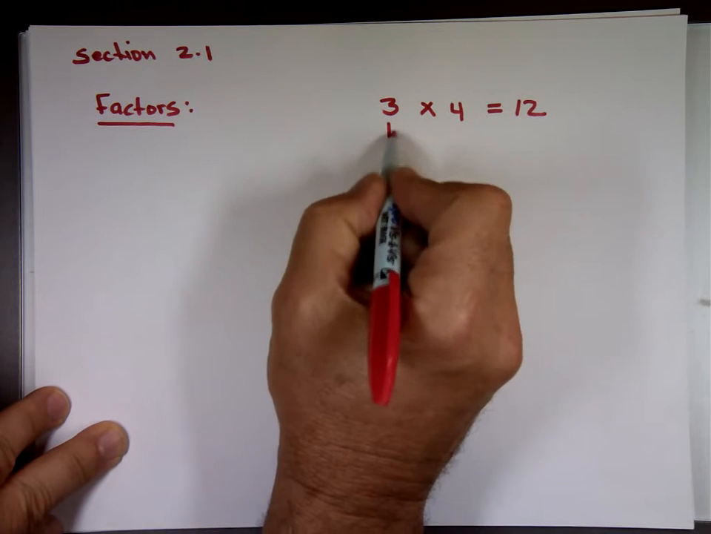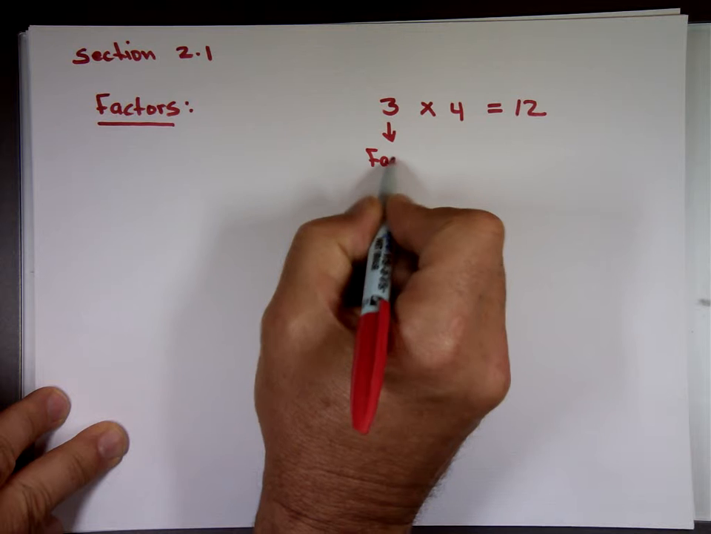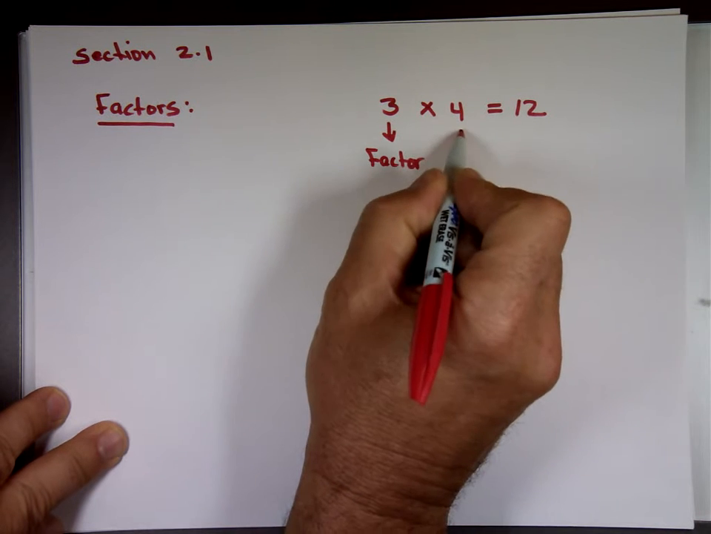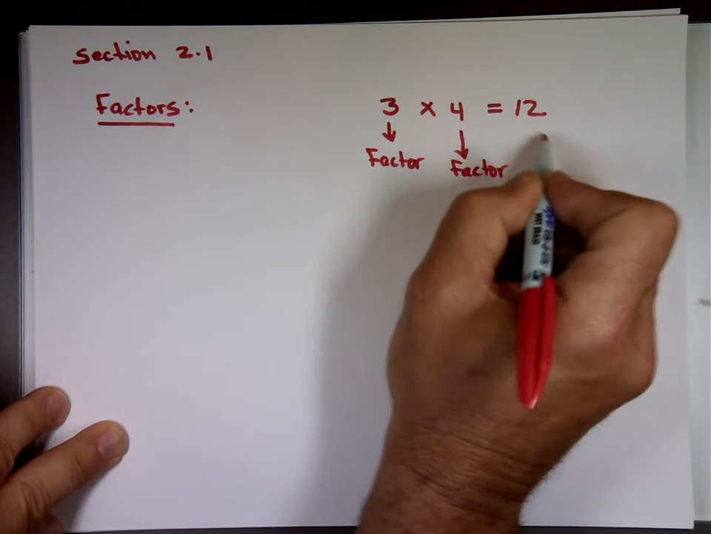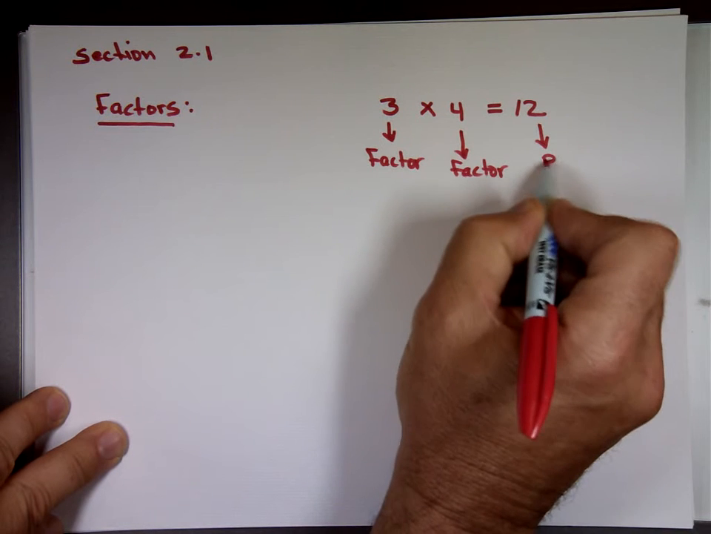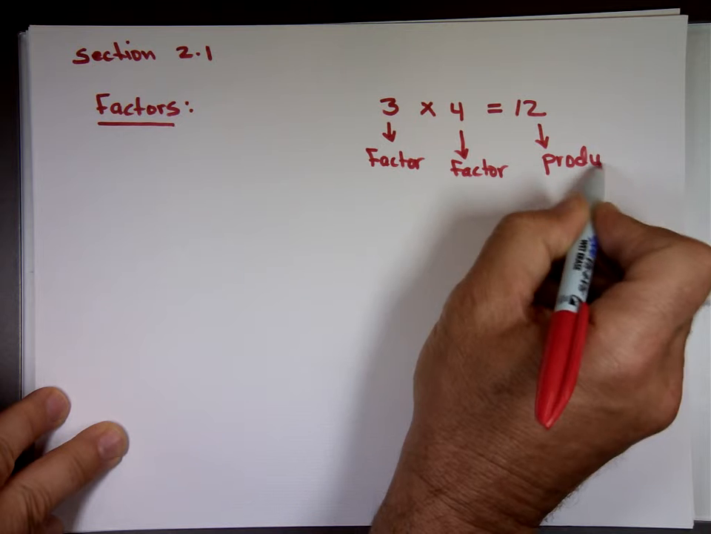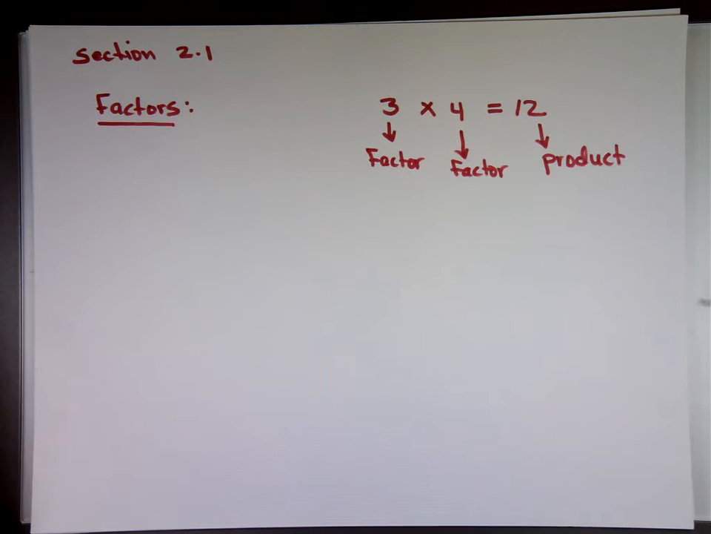We call the 3 what? Factor. We call the 4 what? Factor. And we call the 12, anyone? Product. Yep. That was in chapter 1.